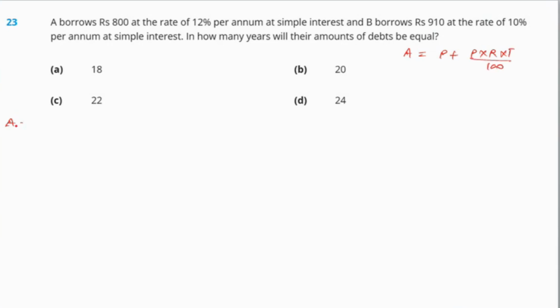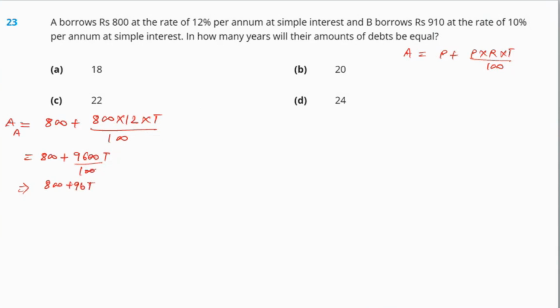So the amount of A is 800 plus 800 into 12 per annum at simple interest. The time we are supposed to calculate, so we will leave it as T, by 100. When we solve it, we get 800 plus 9600T by 100. The two zeros we can cancel out, so we get 800 plus 96T.